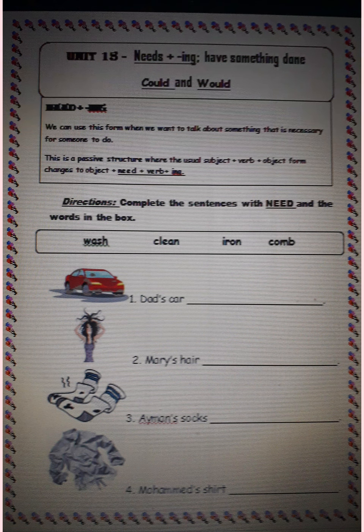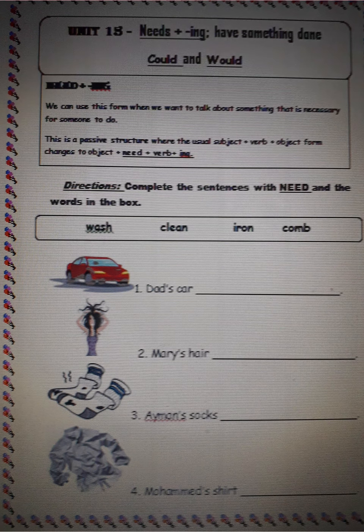So number 1, that's car. So car is an object. It is only singular, so you will use needs. That car needs cleaning. Number 2, Mary's hair needs combing. 3, Ayman's socks need washing. And number 4, Muhammad's shirt needs ironing.